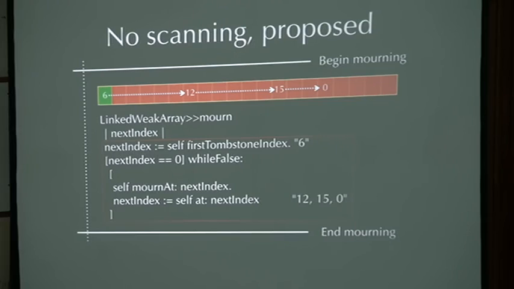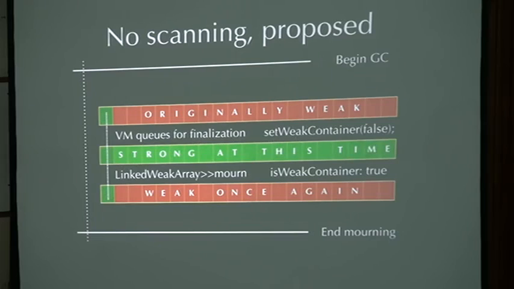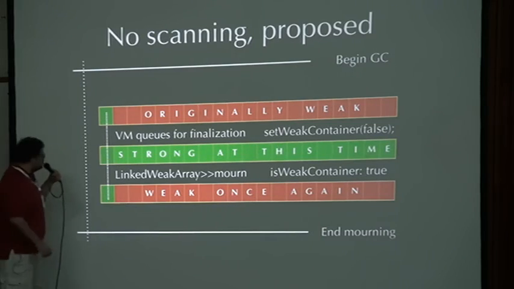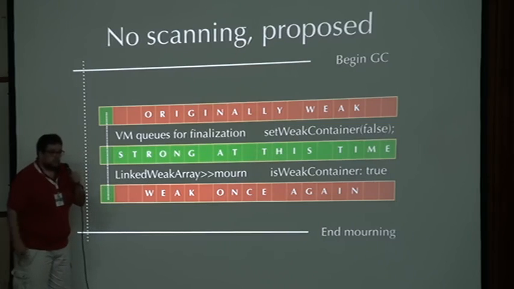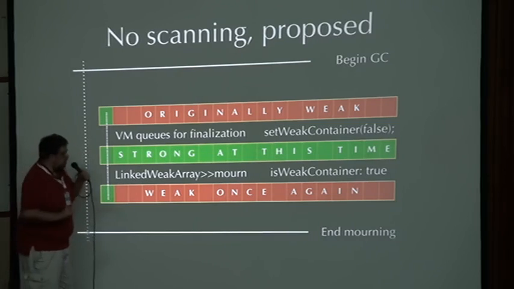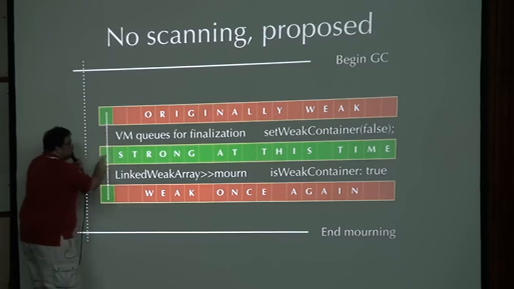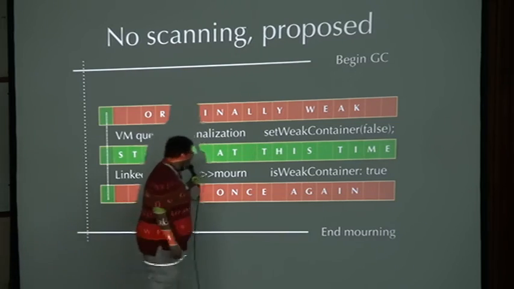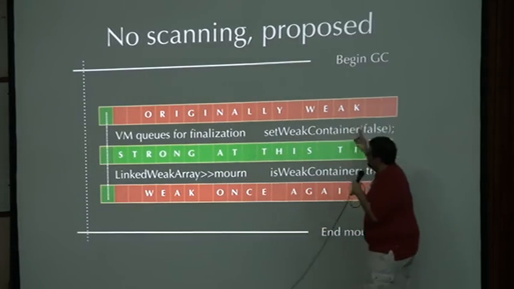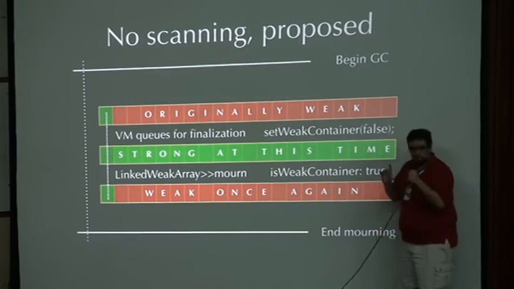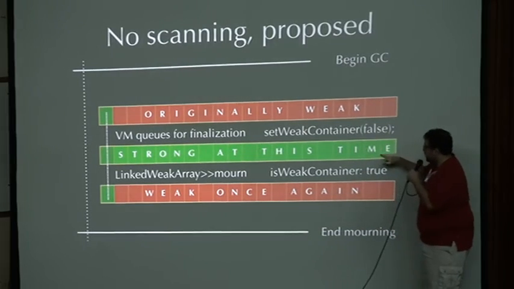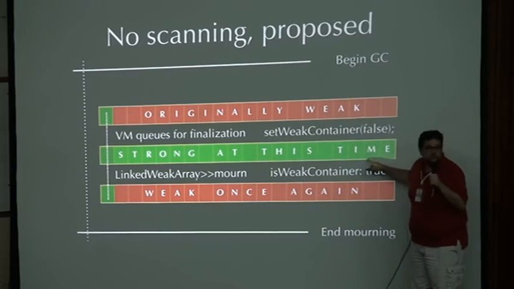So, if you recall, ephemerons, when they mourn, they become strong. So, for linked weak arrays, this is a way to avoid all the synchronization problems. When they mourn, the VM itself makes them strong. And now they are strong, and because they are strong, there cannot be any more tombstones.